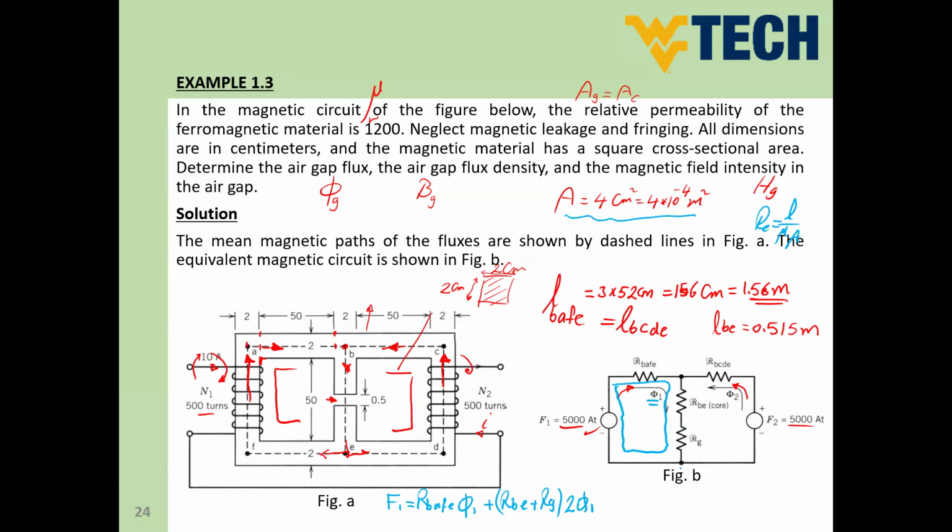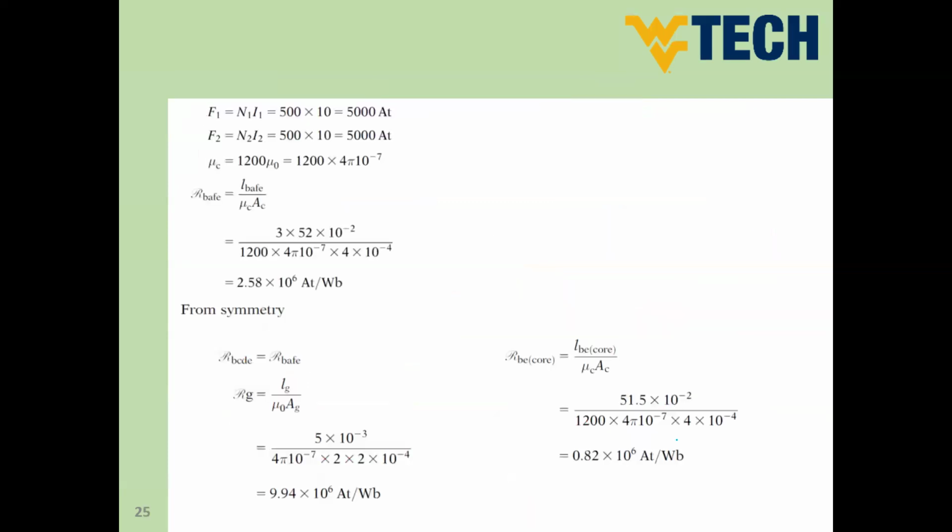Now, the question is, is the flux in the air gap the same as phi 1, or is it just half phi 1? Actually, the flux in the air gap, which is in the central arm, equals 2 times phi 1. So after getting phi 1 here, we just need to multiply by 2 in order to get the flux in the air gap. So let's see the answer.